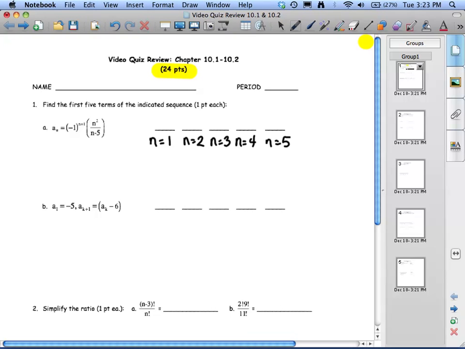So, the first problem has -1 to the N plus 1. If N is 1, 1 plus 1 is 2. And then the second equation has 1 squared over 1 minus 5, which is -4. So be very careful here with your arithmetic. -1 squared is 1. And then 1 over -4, this will be -1/4, just doing the arithmetic.